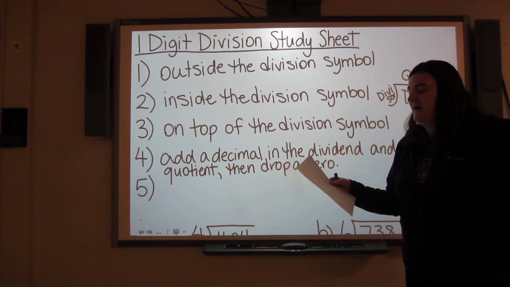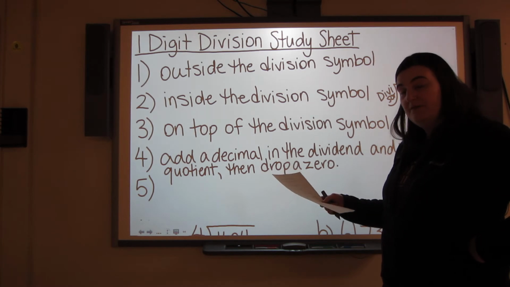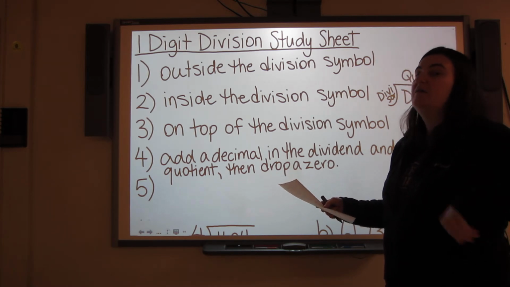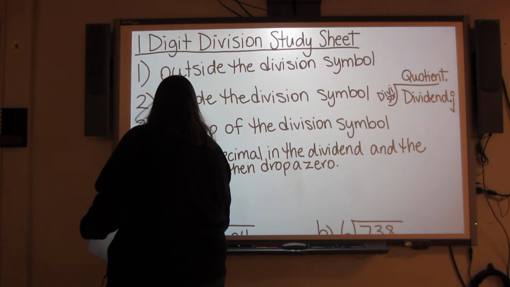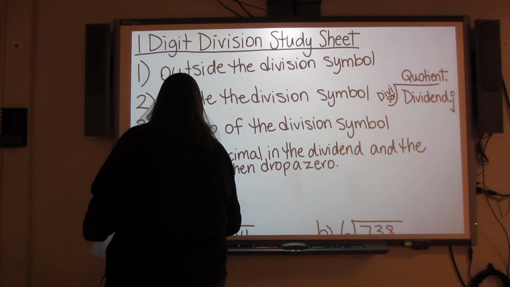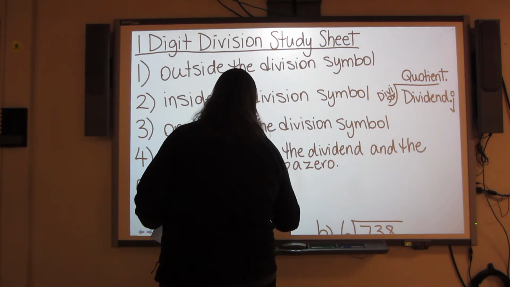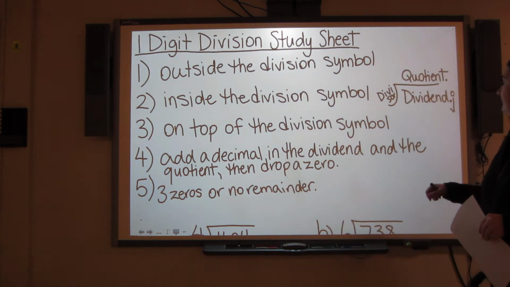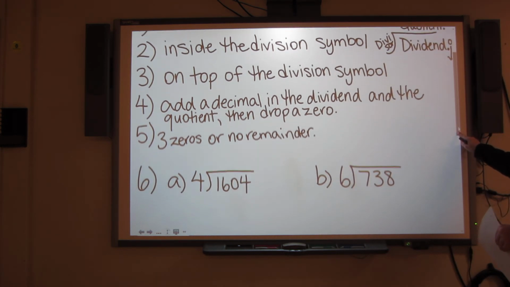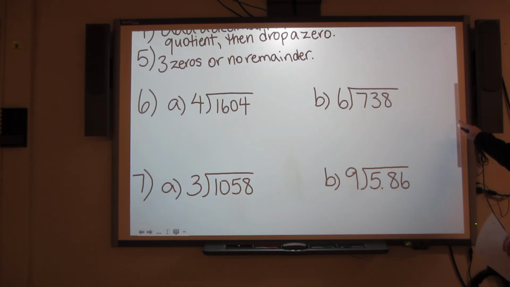That leads us to question 5. How many zeros do you need to drop to be done? Well, if you drop 3 zeros and you still have a remainder, we'll call that good enough. So how do you know if you're done? You've either dropped 3 zeros or you already have no remainder, whichever comes first. Let's take a look at number 6.